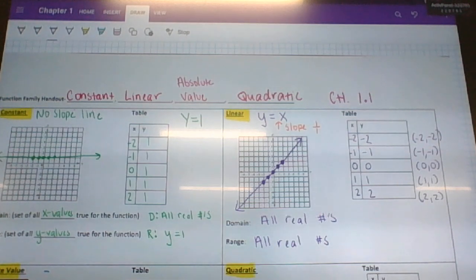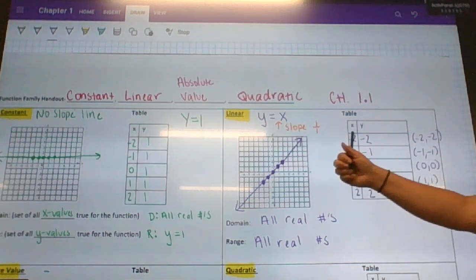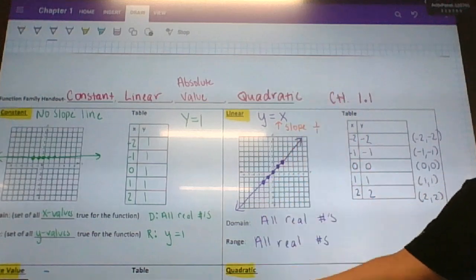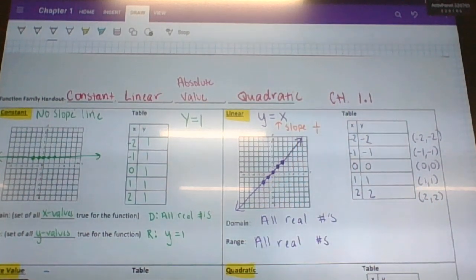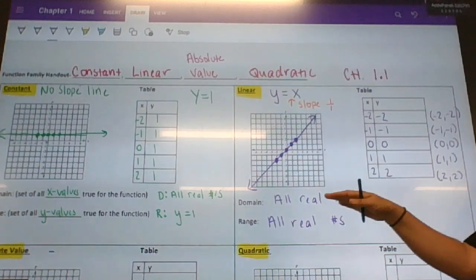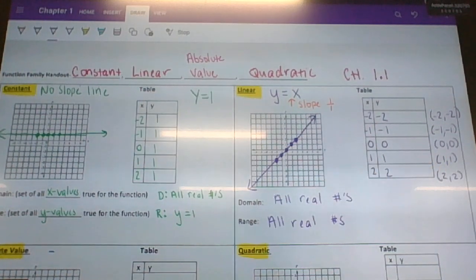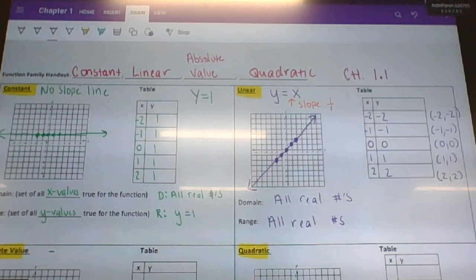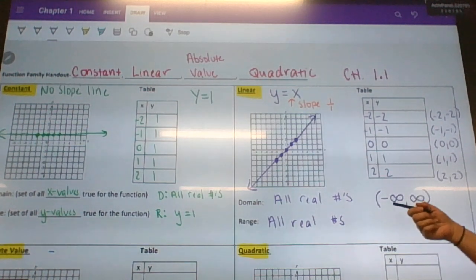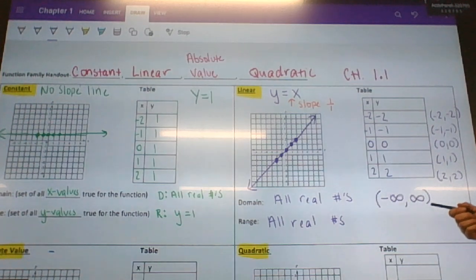The line goes to infinity. It goes up to infinity. It goes down to infinity. So what you'll see in higher math, the higher you get in math, the less they want words and the more they want symbols. So instead of all real numbers, I'm going to do the infinity sign. So this means the domain goes all the way from negative infinity right up through infinity.